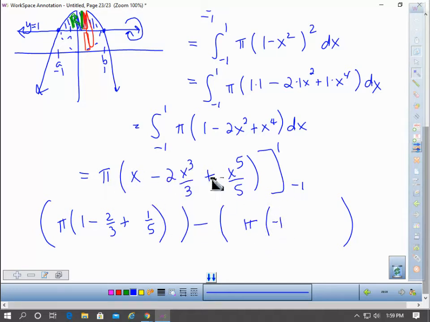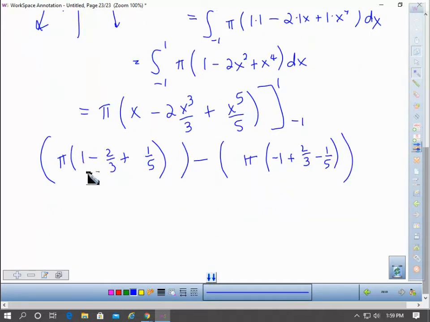Now I'm putting -1 in here. So -1. Putting a -1 in here is going to make a negative answer times by -2. So it's going to be positive 2/3. And then put a -1 in here. -1 to the 5th is still -1. So -1/5. All right. So let's combine all this together.